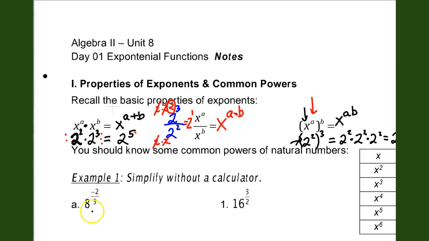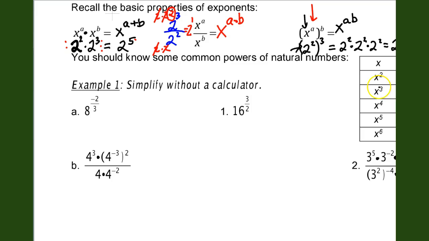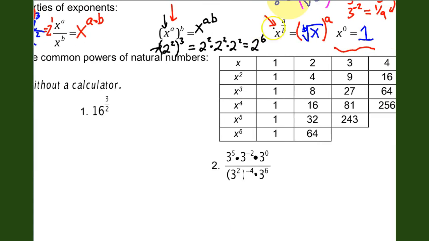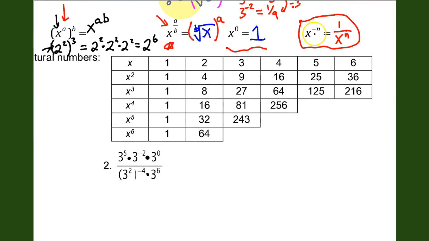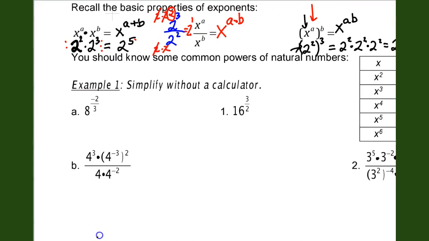So for instance, right here on A, we have 8 to the negative 2 over 3. So this is really 2 different properties. We have the first property, it's a fraction exponent, so I'll definitely use this one. But then it also has a negative, so I'll have to use this property over here that says here's what you do with negative exponents. So most of the problems combine 2 or more of these together, and you have to figure out which ones. And there's going to be multiple correct ways of doing these. So your work will not necessarily match somebody else's, but the answer will.